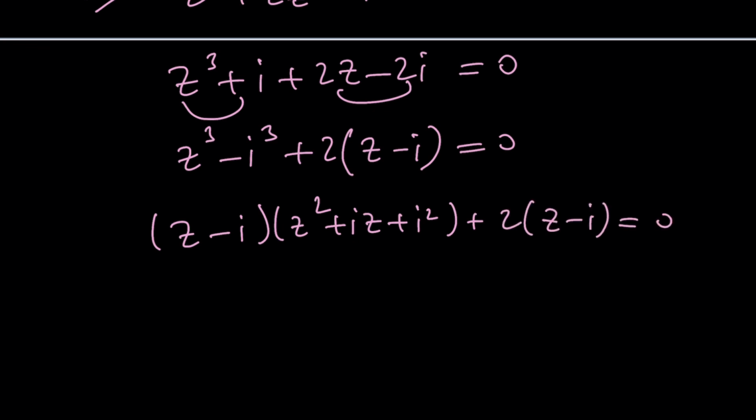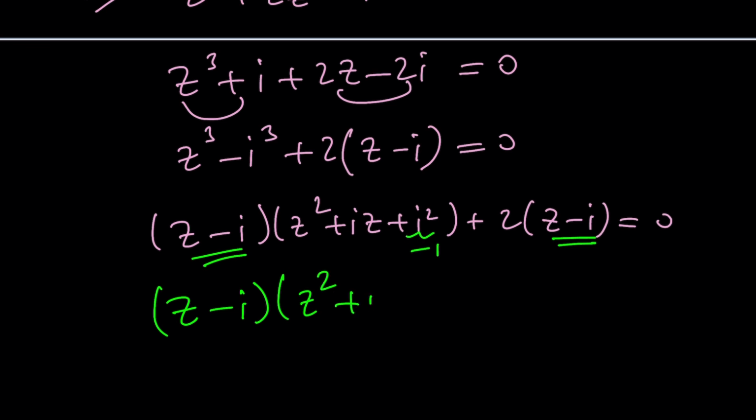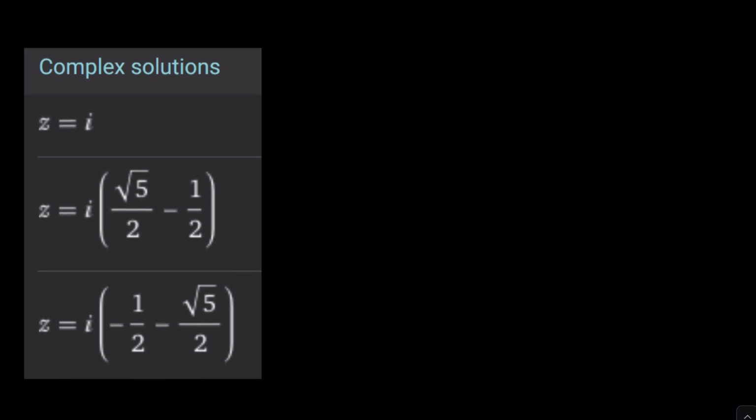Hopefully you get the idea, right? z minus i, and then you get, this is negative 1 by the way, so you get z squared plus iz minus 1 plus 2, that will be plus 1 equals 0. And if you solve, you're going to get the exact same solutions. Do you think Wolfram Alpha can handle this problem? Of course. It can't handle all the problems, but it can handle this problem because this is fairly easy to do.